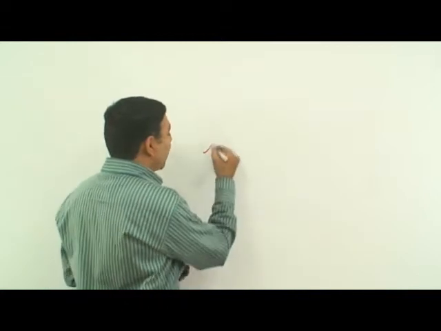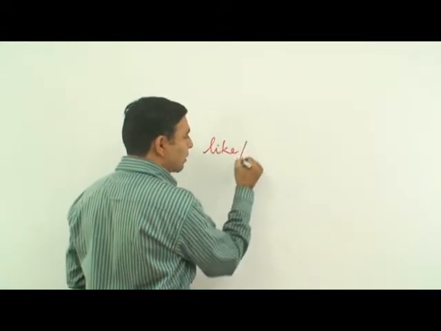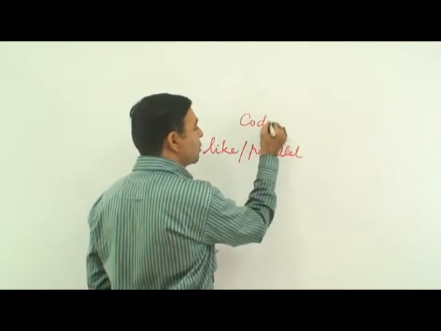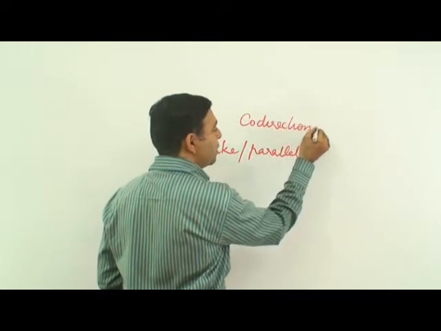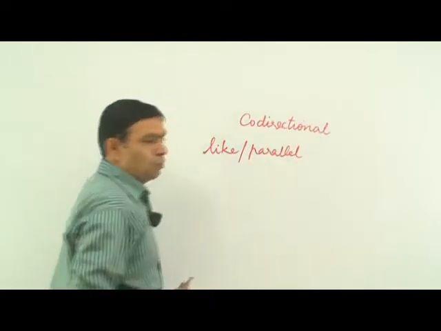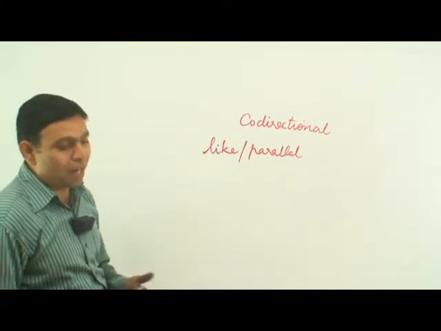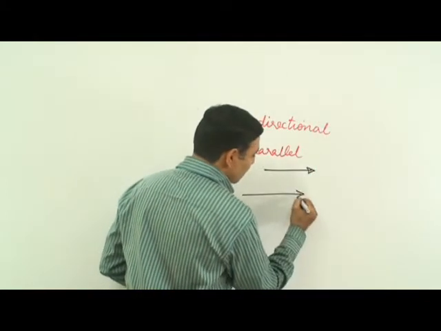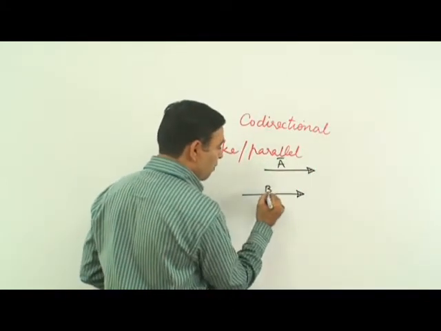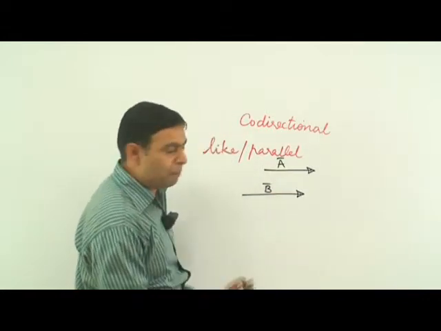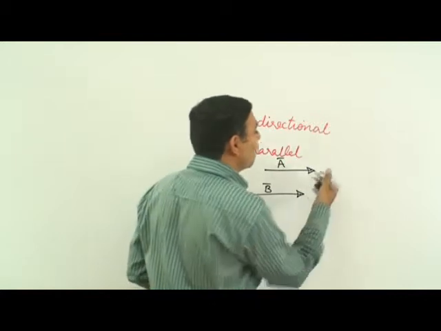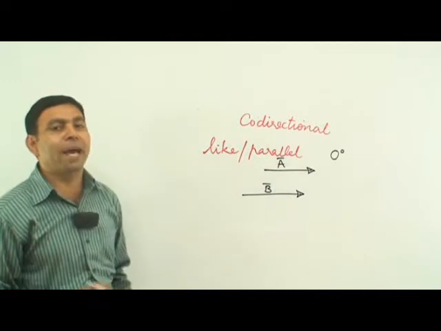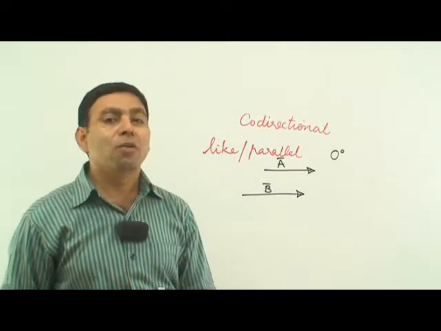Now what about like vectors? Like vectors means vectors acting in the same direction. Like vectors are also known as parallel vectors or co-directional vectors. Co-directional means same direction. In this case, vector A and vector B are co-directional. They are acting in the same direction, so obviously the angle between those vectors is 0 degree. So the angle between like vectors, parallel vectors or co-directional vectors is 0 degree.